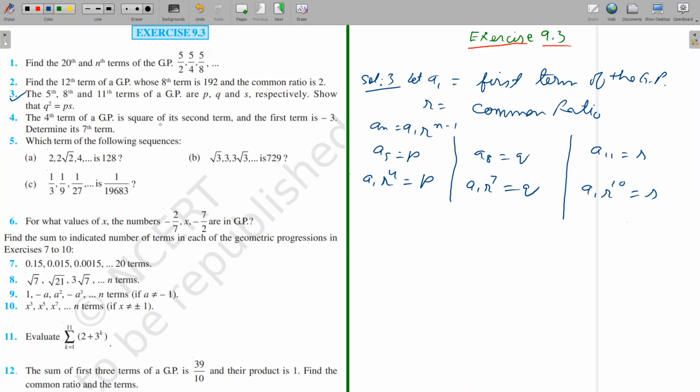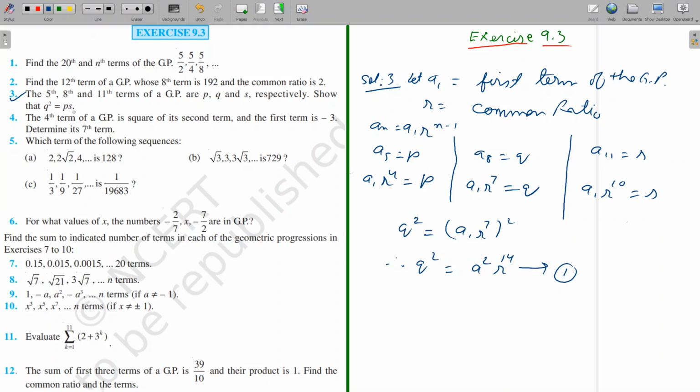Now what we have to prove is that Q square should be equal to PS. So let us first find Q square. Q square is equal to, we will do the square of this, that is A1 R raised to 7 whole square. So therefore we can say that Q square is equal to A1 square R raised to 7 into 2, that will become 14. So this is the value of Q square.